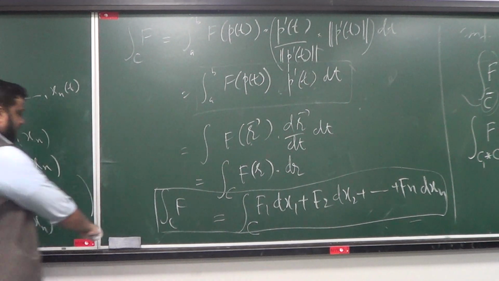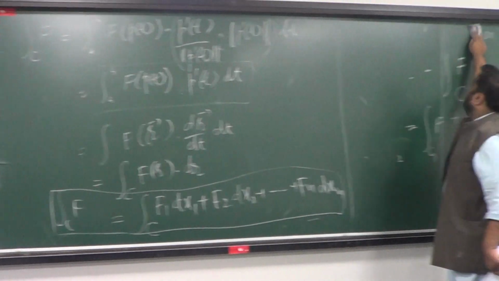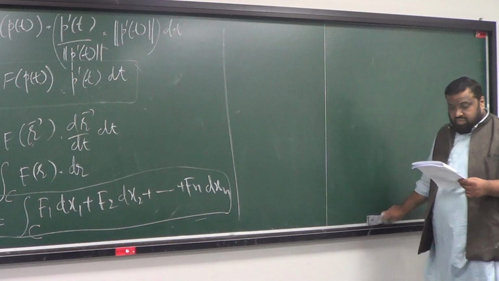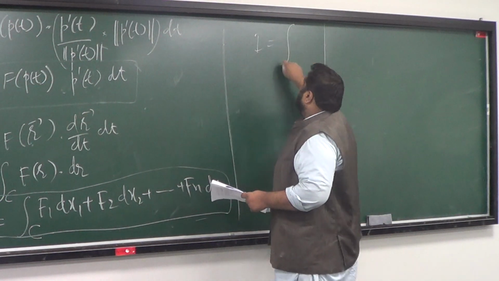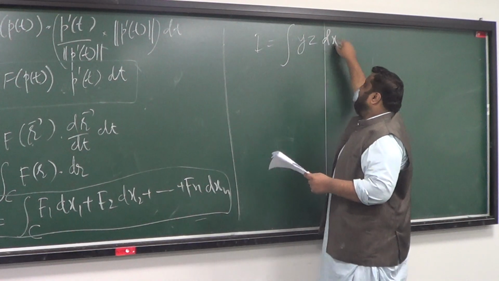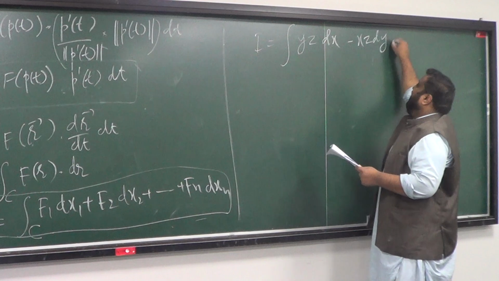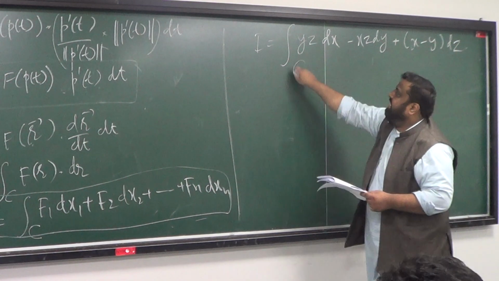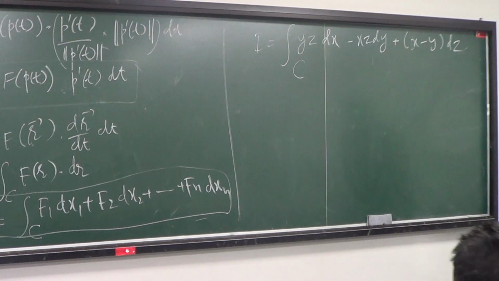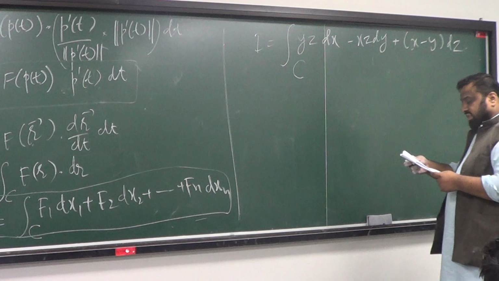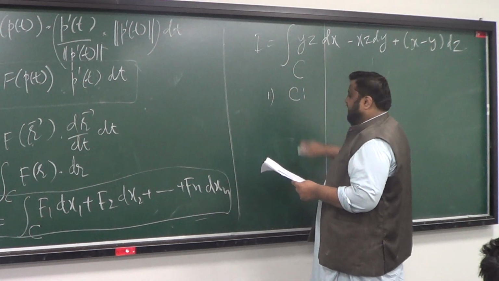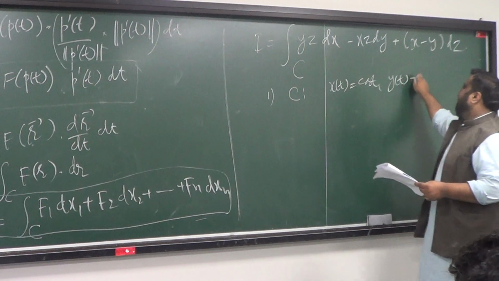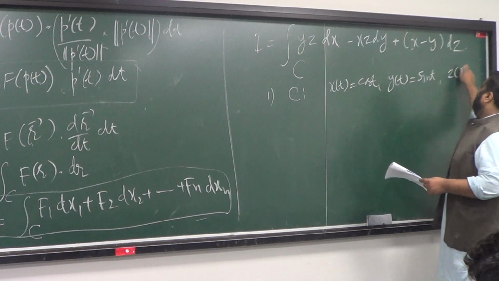Let's do one example. Imagine you have been set to compute this integral: yz dx minus xz dy plus (x minus y) dz, and integrate this along the curve. The first curve that has been given to me, I'll just do the one, is this, whose parameterization is x of t is cos t, y of t is sin t, and z of t is z.